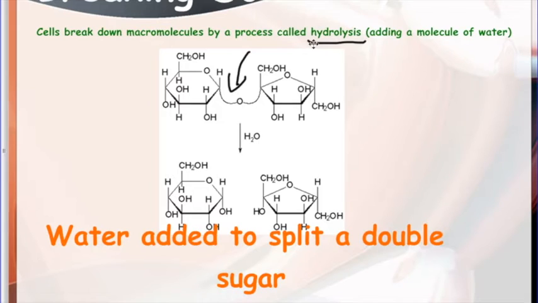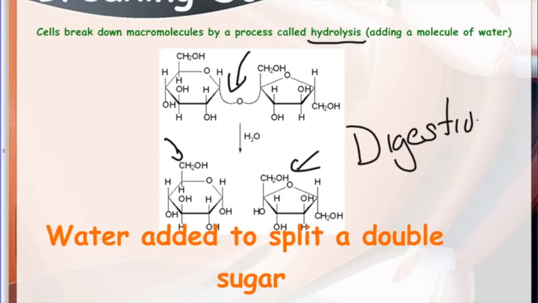So if a molecule of water is added to this macromolecule, it is broken down into 2 sugars. This is done by the body in a process called digestion. Digestion breaks down larger macromolecules into smaller molecules which can be used or absorbed by the human body.